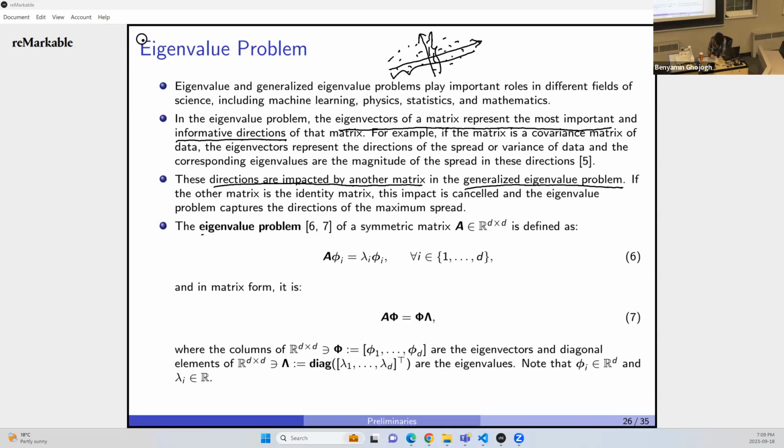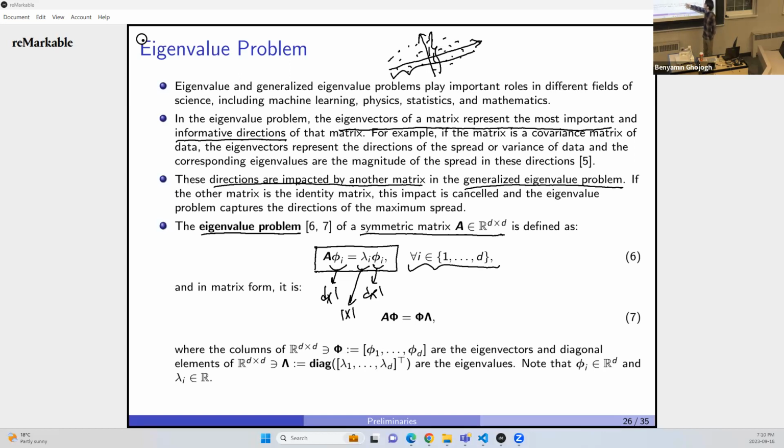The eigenvalue problem of a symmetric matrix A, D by D, which must be a square matrix, is defined as A phi_i equals lambda_i phi_i for i from 1 to D. So I have D eigenvectors, which are the phi_i's. The phi_i's are vectors, D-dimensional, D by 1. And also D eigenvalues, which are 1 by 1 scalars.